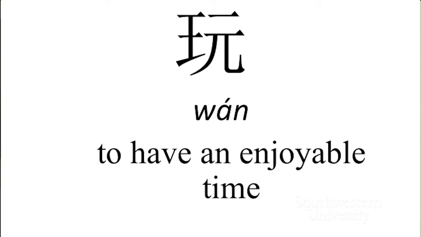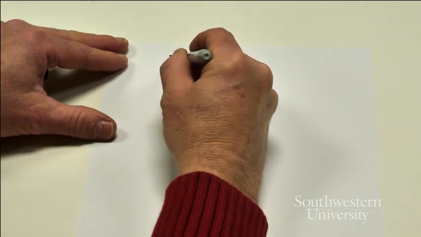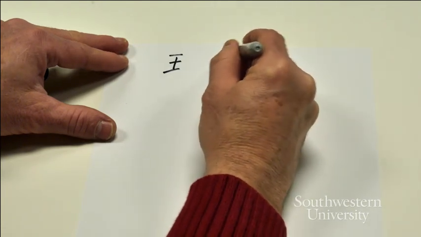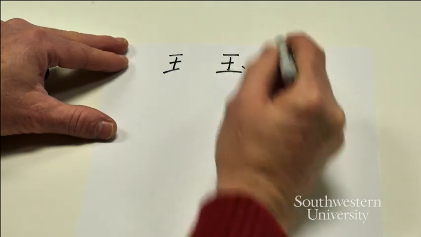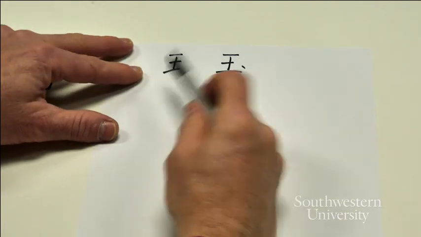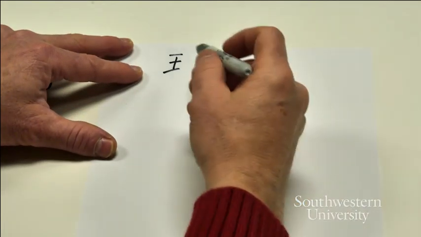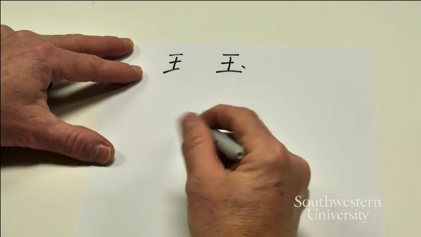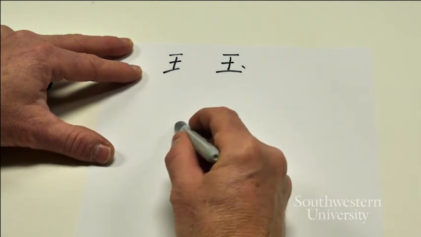Wan means to have a good time, to enjoy yourself. Children would say play, but adults don't say play for some reason. The radical on this looks like this, but it's actually a short form of jade, yu. So you're having a good time with, as if you were jade, I suppose.